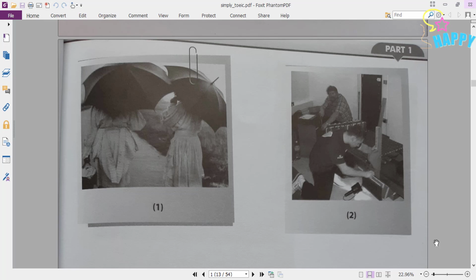Number 1. Look at the picture marked number 1 in your test book. A. They are opening their umbrellas. B. They are going away from each other. C. They are running through the rain. D. They are walking on the road.